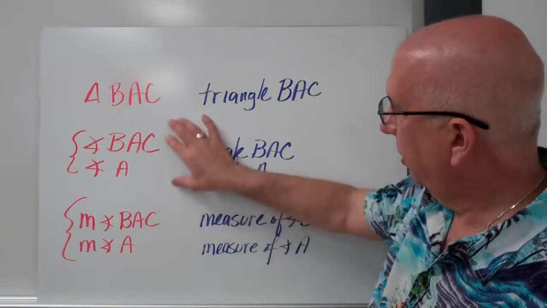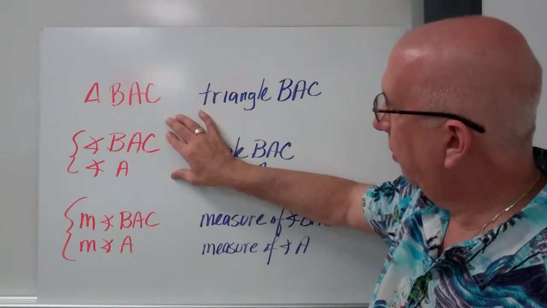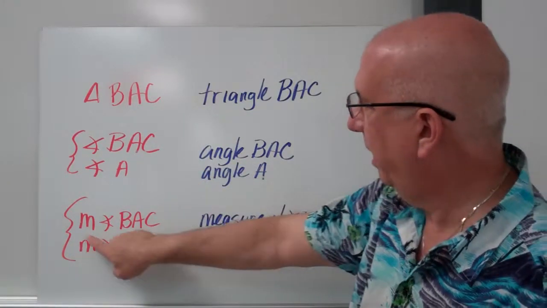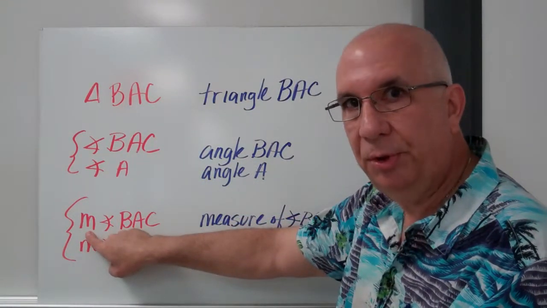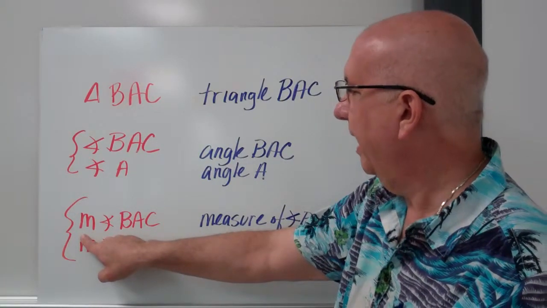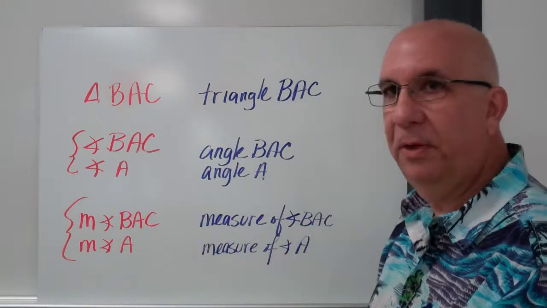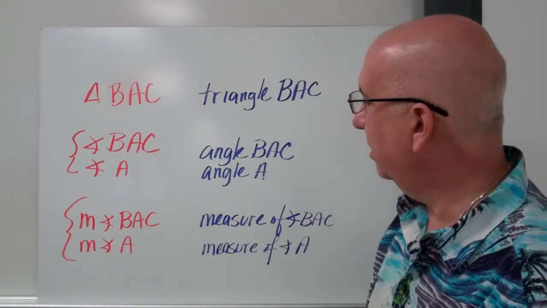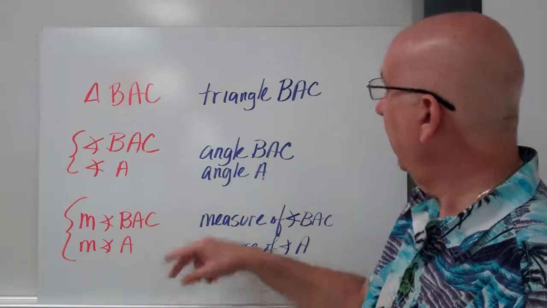These two look similar to this, but here we're talking about the location of the angle. Here we're talking about this M represents measure. So this would be read as the measure of angle BAC, or the measure of angle A.